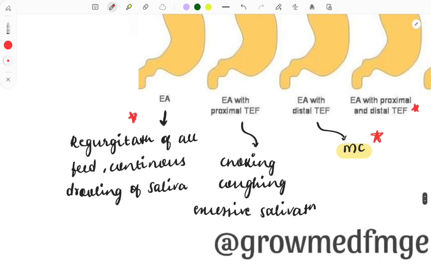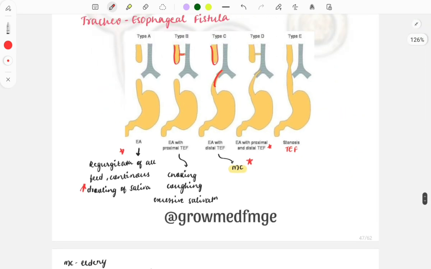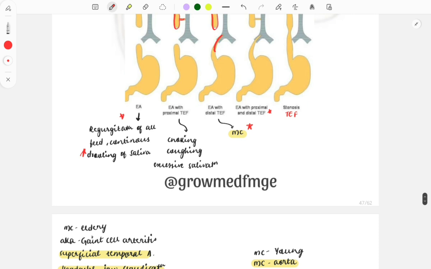Then regurgitation of all the feeds and continuous drooling of the saliva. So this is the hallmark feature, drooling of the saliva. Then choking, coughing, and excessive salivation. This is a feature of this type 2.